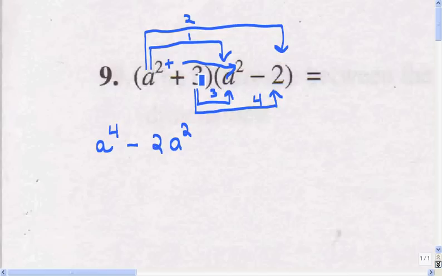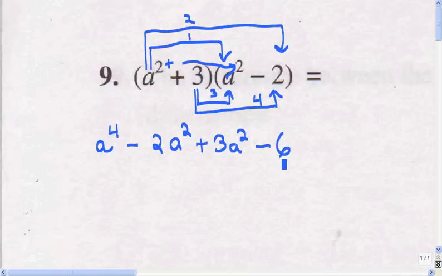Now we're going to do the second term. We already multiplied the first term times everything in the second parentheses. Now we're going to multiply the second term times everything in the second parentheses. So we're going to do number 3. 3 times a squared is a positive 3a squared. And 3 times negative 2 is a negative 6.